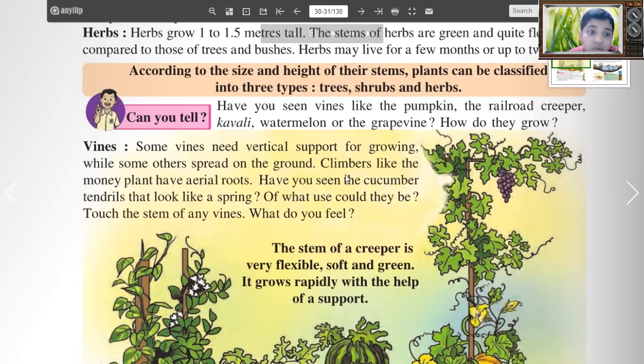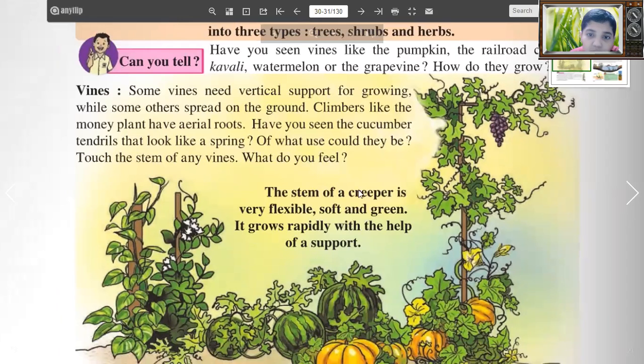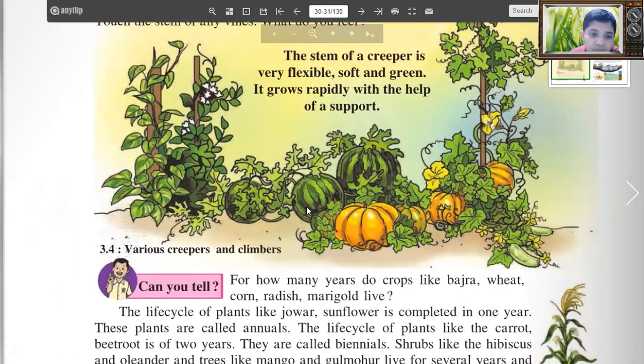Have you seen the cucumber tendrils that look like a spring? Of what use could they be? Touch the stem of any vine. What do you feel? The stem of a creeper is very flexible, soft, and green. It grows rapidly with the help of support.